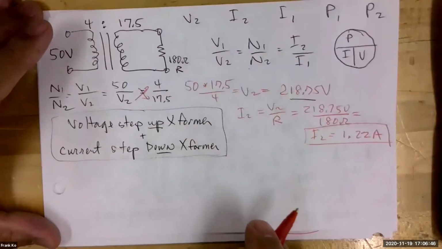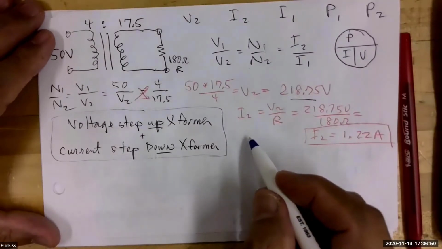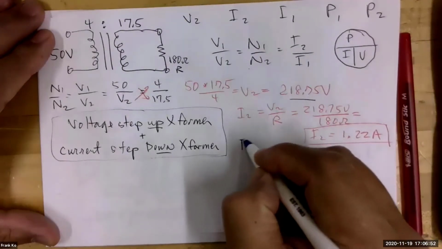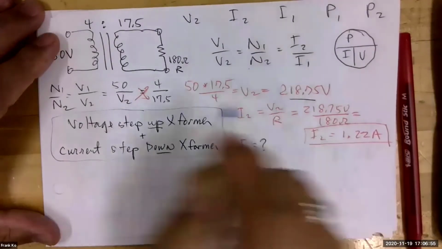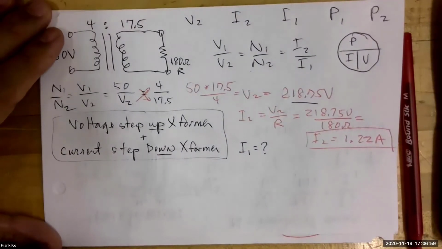All right. So now we're going to need to find primary current. So for primary current, I'm looking for I1 equals question mark. What approach do we use to find I1? Question goes to Isaac. What do you think?